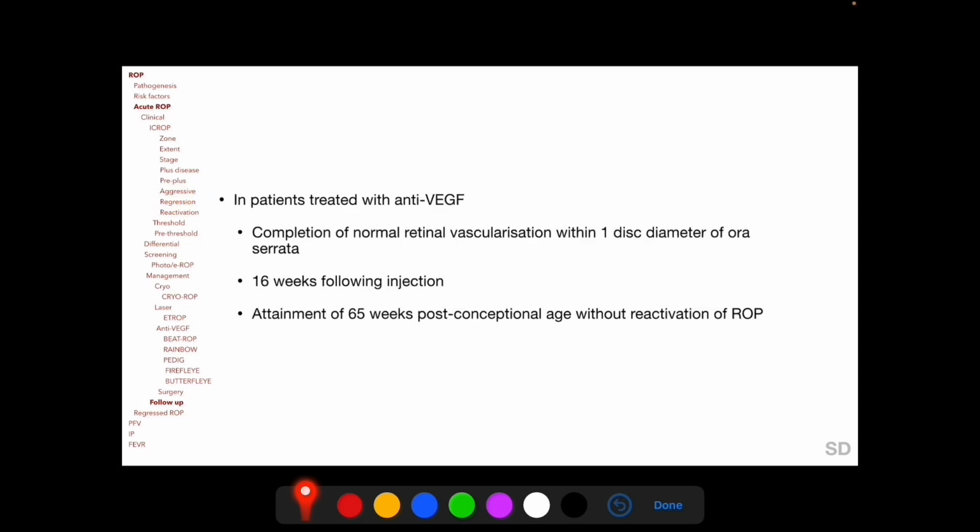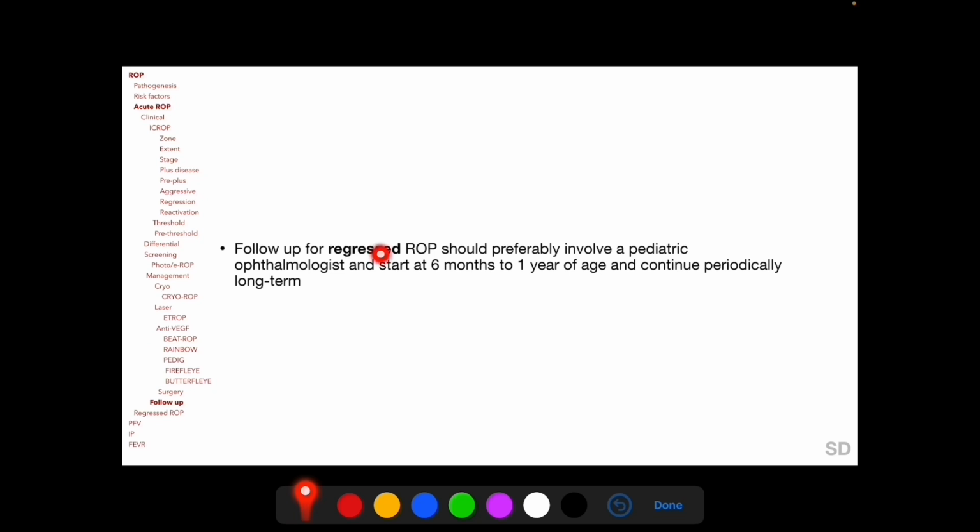And criteria for termination of follow-up in ROP eyes treated with anti-VEGF are completion of normal retinal vascularization within 1 disc diameter of ora serrata, 16 weeks following injection, or attainment of 65 weeks post-conceptional age without reactivation of ROP. And follow-up for regressed ROP should preferably involve a pediatric ophthalmologist and start at 6 months to 1 year of age and continue periodically long term.